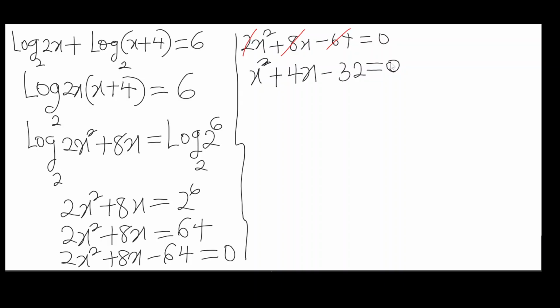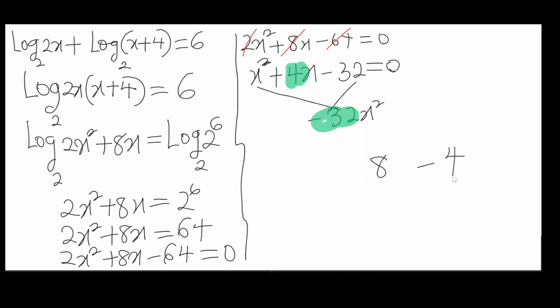Now, using factorization method, we have this to multiply this. So it's going to give us negative 32x squared. And what are the factors that I can multiply together such that I'm going to be having negative 32 here? And when I add them together, I'm going to be having positive 4 at the middle. So the factors are going to be positive 8 and negative 4.